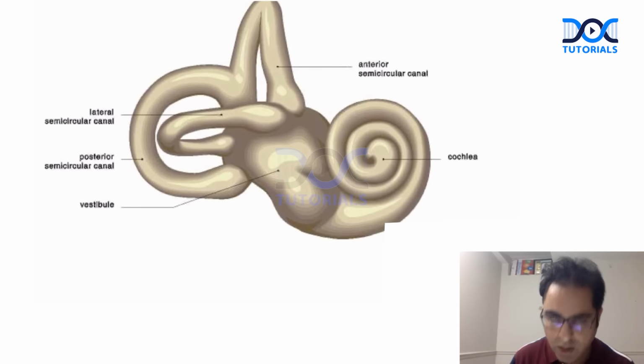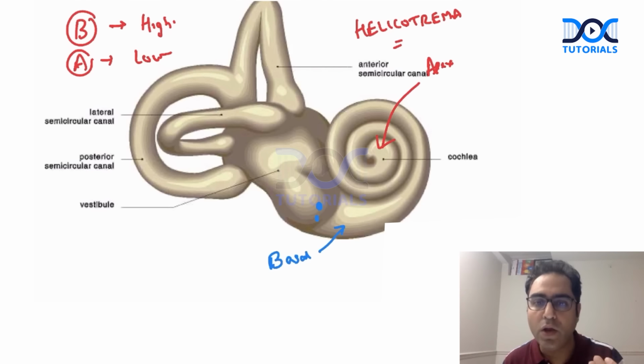Now, the most important rule is the basal turn of the cochlea senses high frequency sounds, and the apex of the cochlea senses low frequency sounds. Very commonly asked question: 8,000 hertz and higher frequencies are heard at the basal turn. Apex hears low frequency sound. Please don't forget this. Basal turn is towards the oval window side. Apex is also called helicotrema.